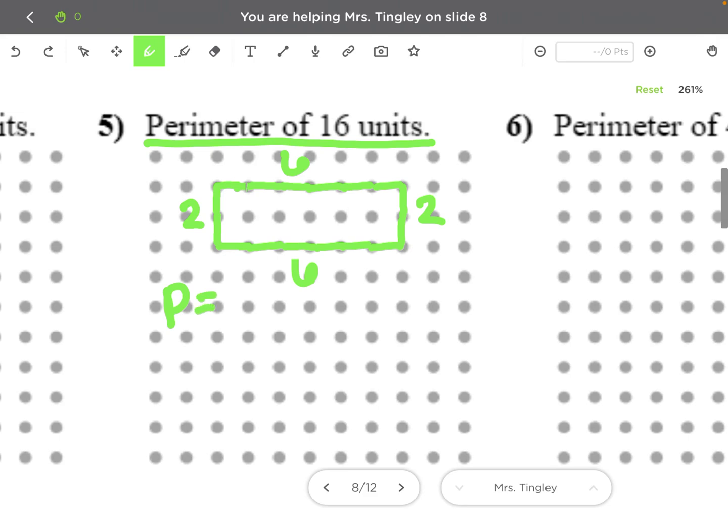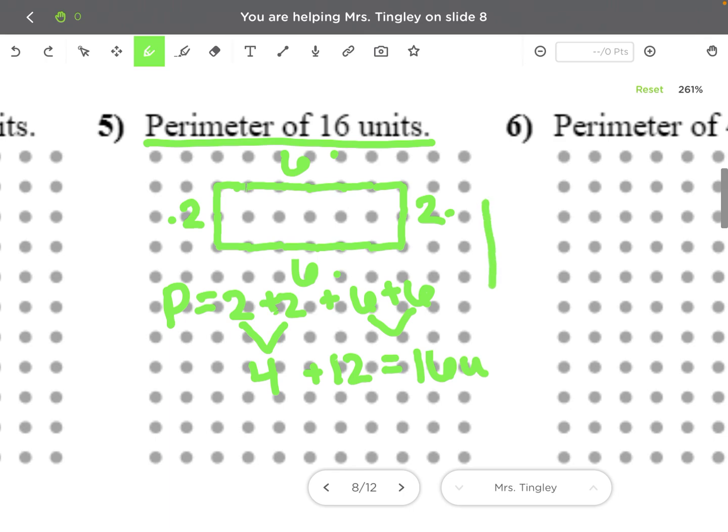So remember, perimeter, we add all the sides. So let's add the like sides. 2 plus 2 and 6 plus 6. Well, I know 2 plus 2 is 4 and 6 plus 6 is 12. What is 4 plus 12? 16 units. So I have the correct perimeter.